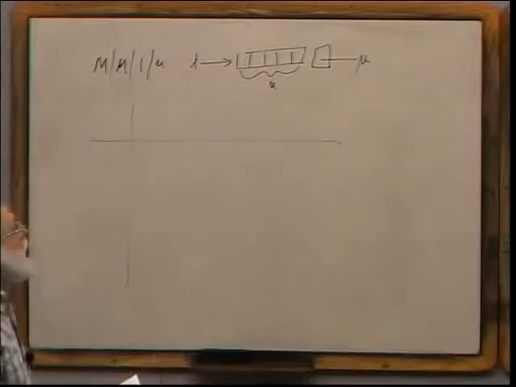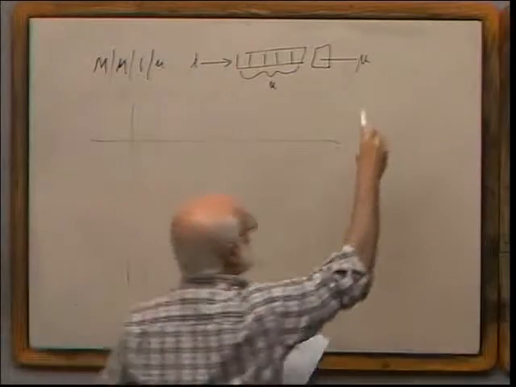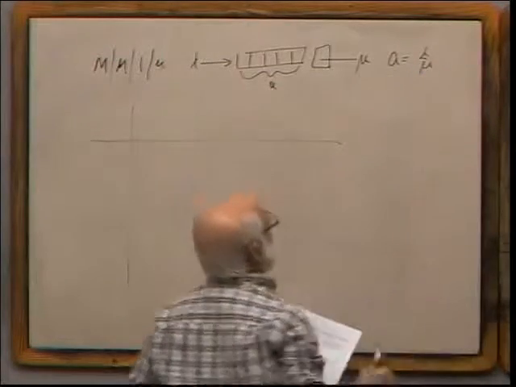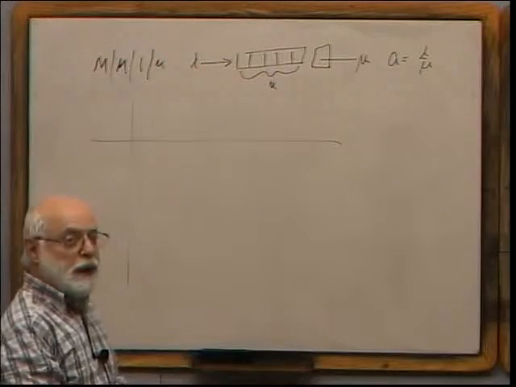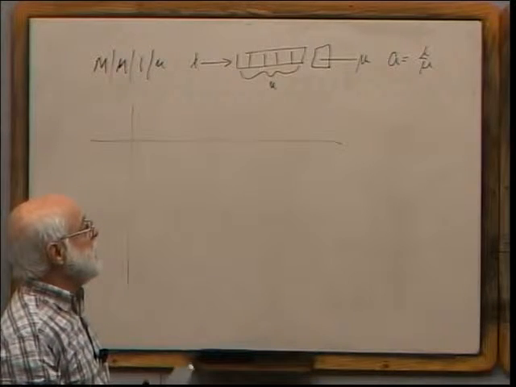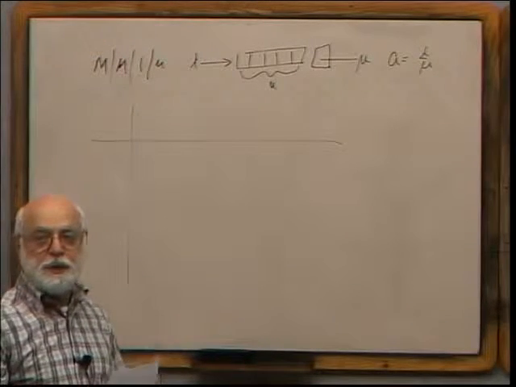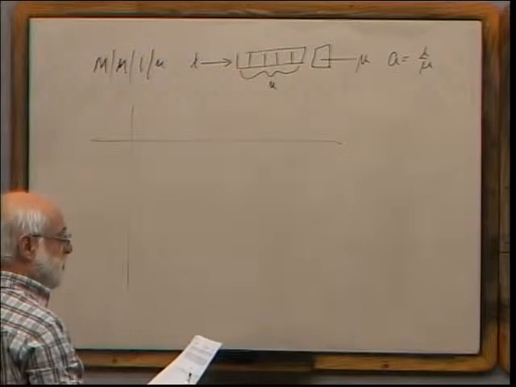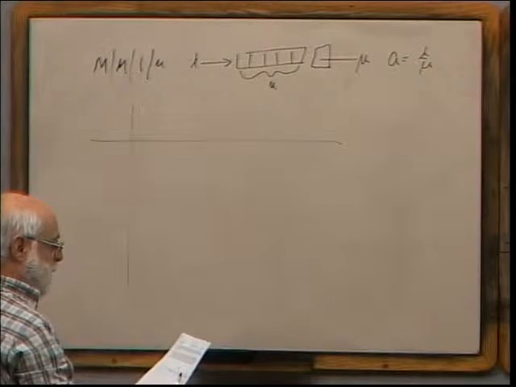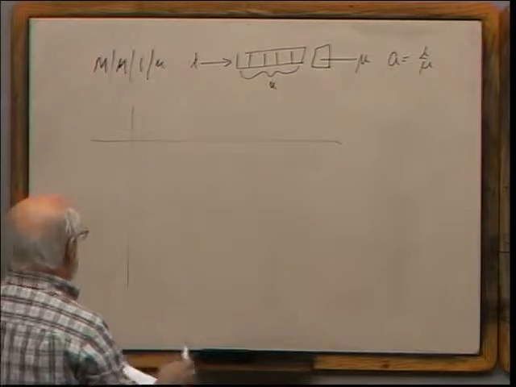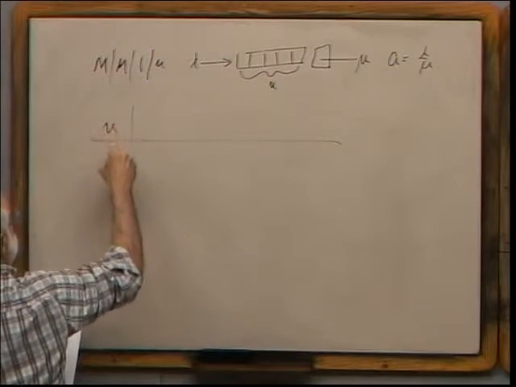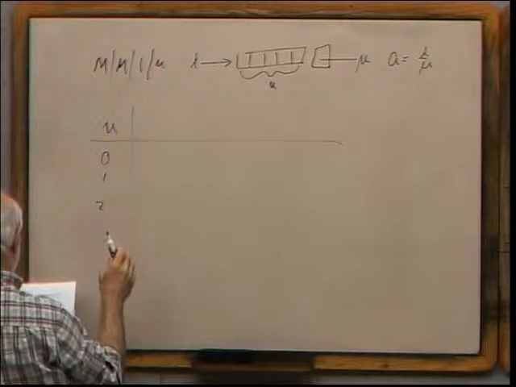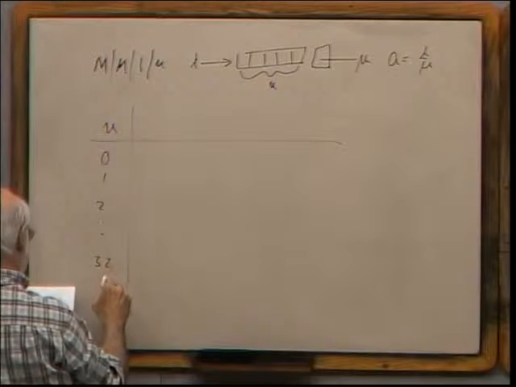Of course, since we know that A is equal to lambda over mu, we can take mu to be 1. That's a convention. And then the offered load and the arrival rate would be numerically equal to the same thing. Okay, but it doesn't make any difference how you do it as long as ultimately you get the right answers. So we're going to look at this for various values of n: 0, 1, 2, and so forth, up to 32, and then infinity.